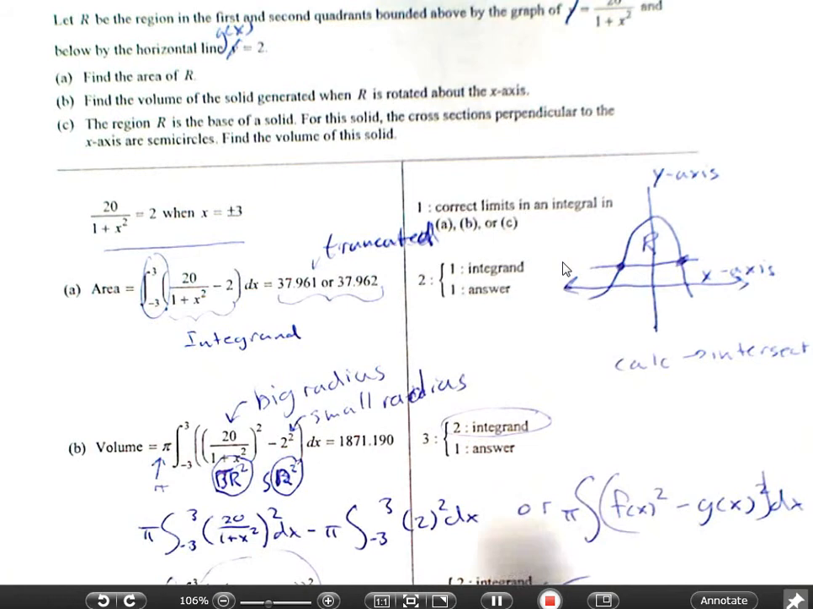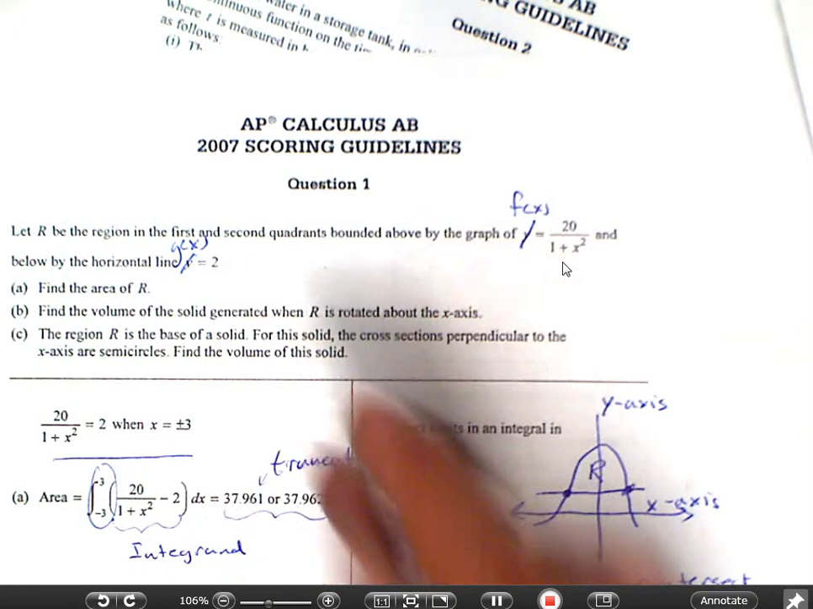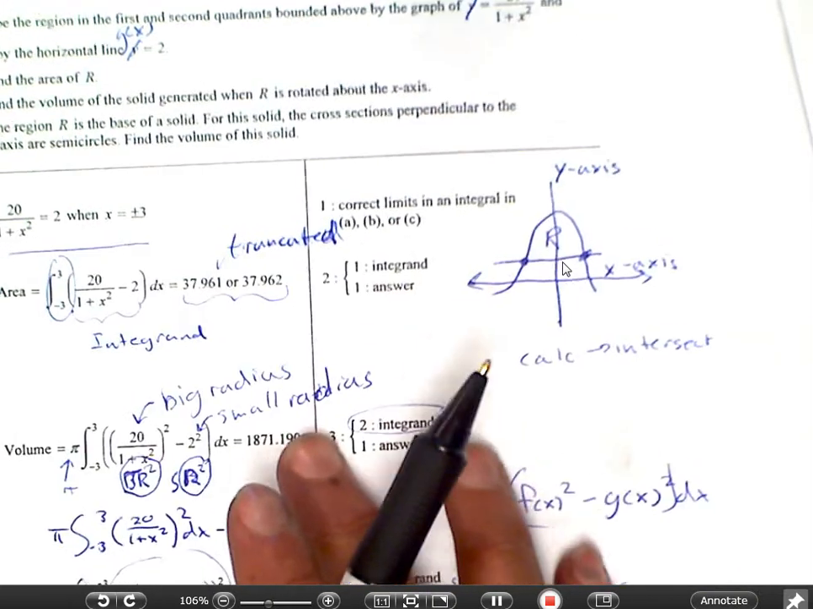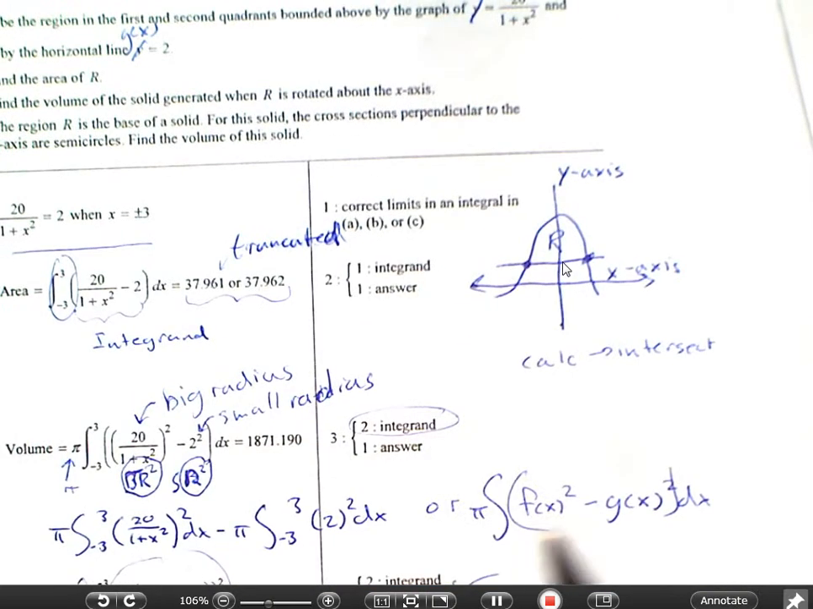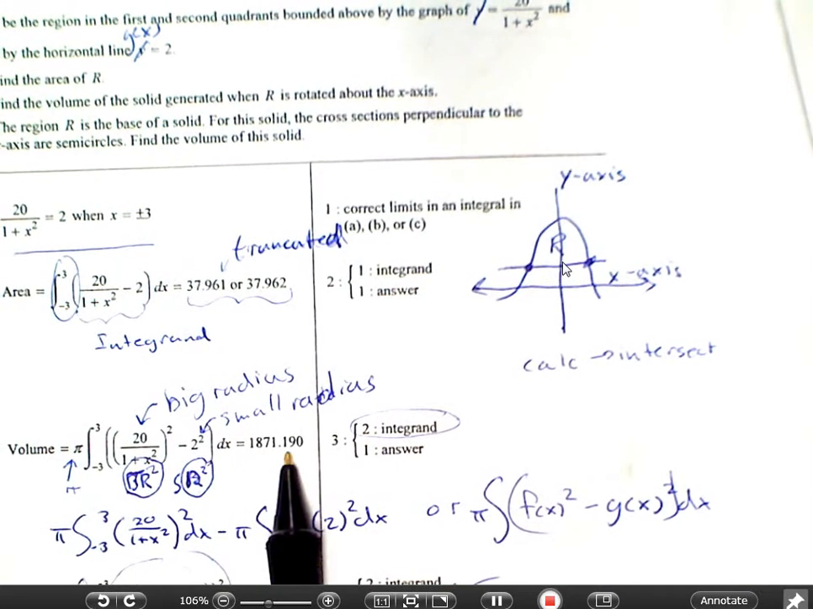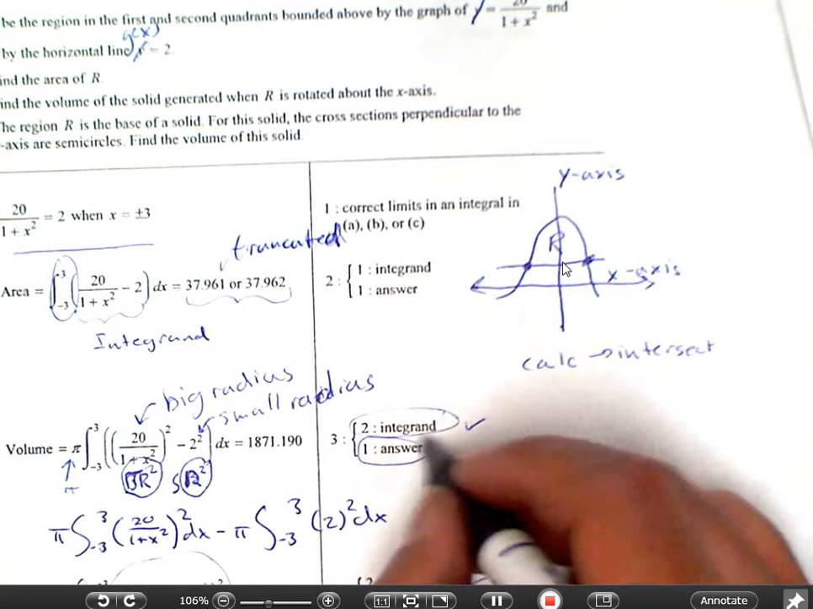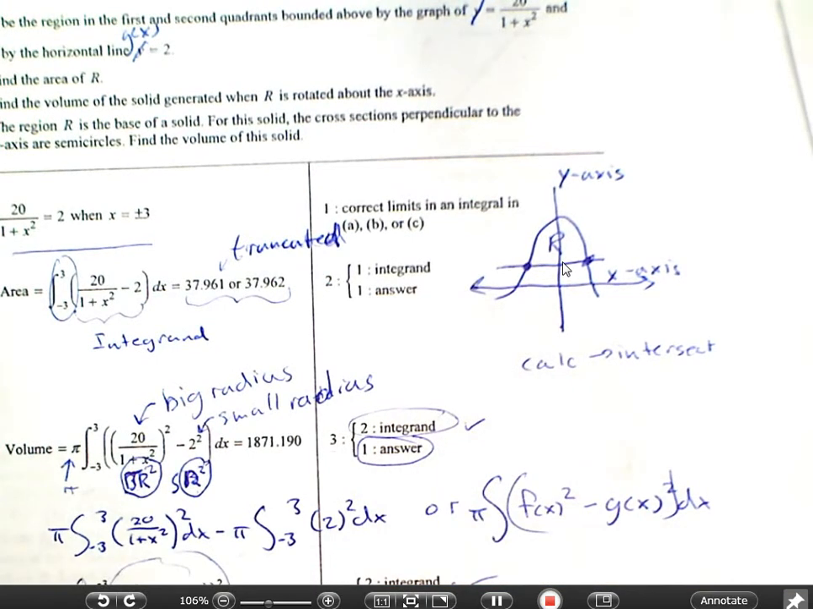Or you could have changed 1 to f of x, 1 to g of x, and done it like this, or even like this, where f of x here, g of x here. Remember, calculator active question, give me an answer, right? 2 points integrand, 1 point answer. Please put the number missed for each section.